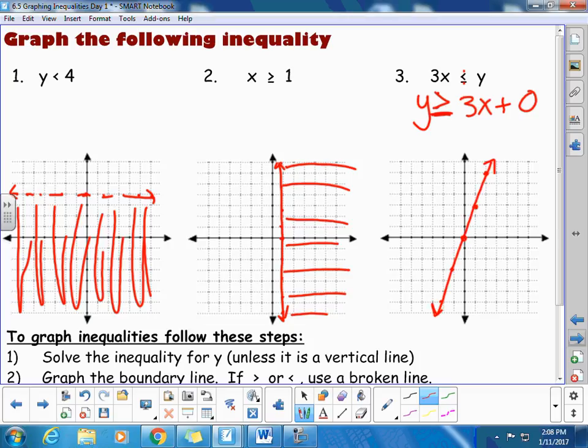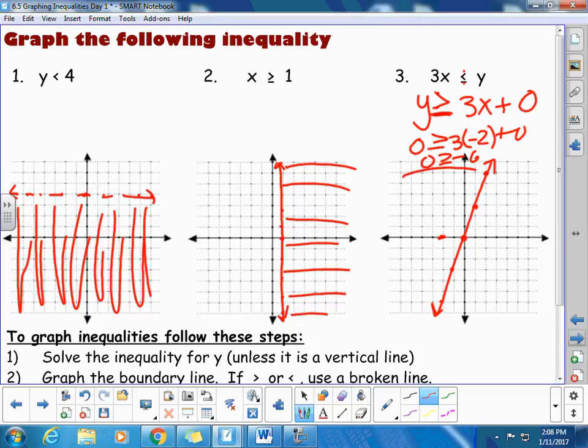And again, if I think of this as the roof of my house, if it's greater than, I want above. Or we can pick a test point. I can't pick 0, 0 in this case because 0, 0 is on my line. So let's pick negative 2, 0. Is 0 greater than or equal to 3 times negative 2 plus nothing? Is 0 greater than or equal to negative 6? It is. So that means the point I picked has to be shaded.